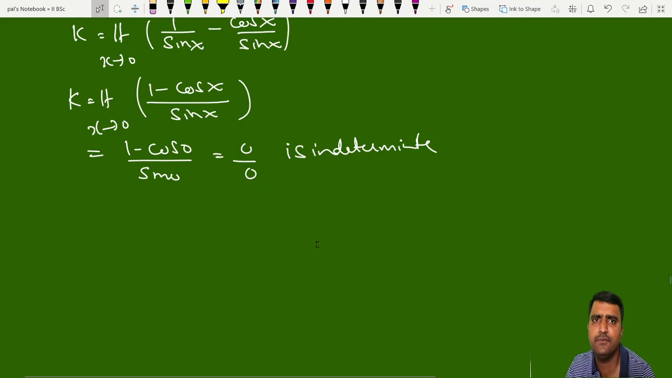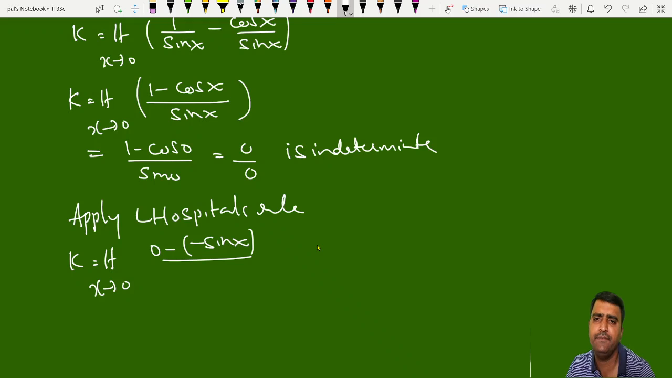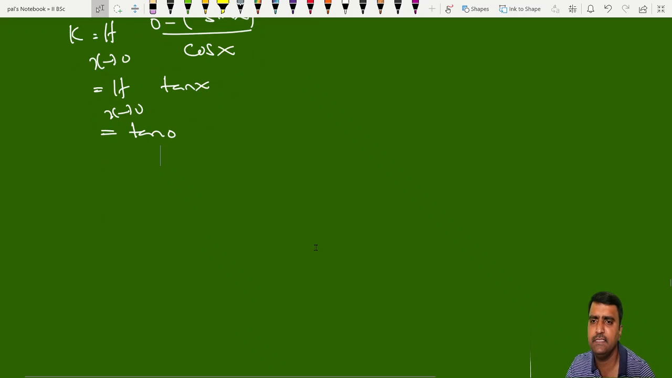So when it takes 0 by 0 form, you can apply L'Hospital rule. Apply L'Hospital's rule. Then we have k is equal to limit x tends to 0 of differentiation of 1 which is 0, minus differentiation of cos x which is minus sin x, divided by differentiation of sin x which is cos x. That is equal to limit x tends to 0 of sin x by cos x, which is tan x. You apply the limit to tan x, it is tan 0. As all of you know, tan 0 is 0. Therefore the limit value k is equal to 0.